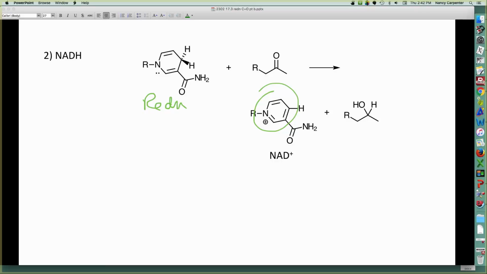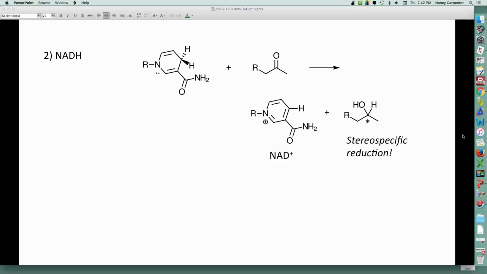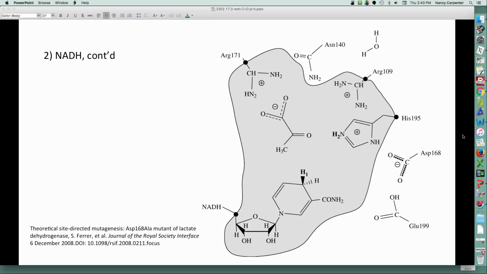Reducing agent here, right? Delivering H-, oxidizing agent on this side of the equation. NAD+ is an oxidizing agent. And what's really important to note is that we've created a stereocenter, and in a biochemical system, Mother Nature does this stereospecifically. So I will not get an equal mixture. I will not even get a mixture of any sort. I will get stereospecifically one enantiomer.